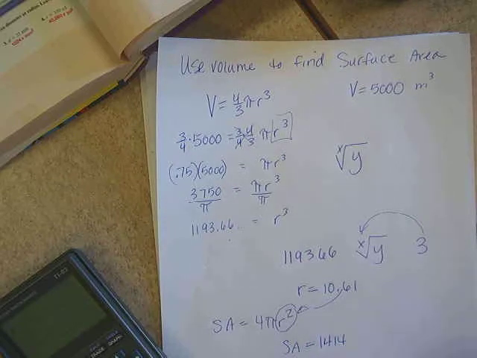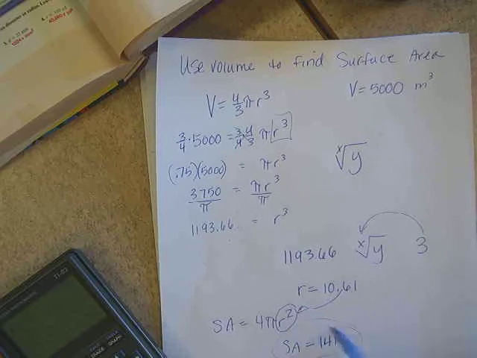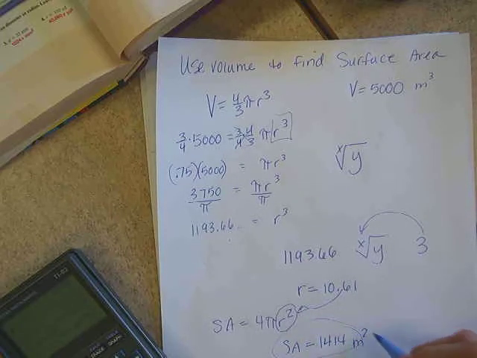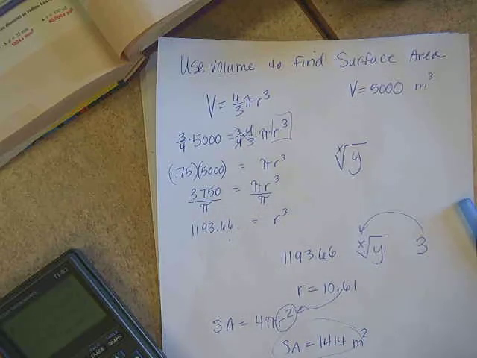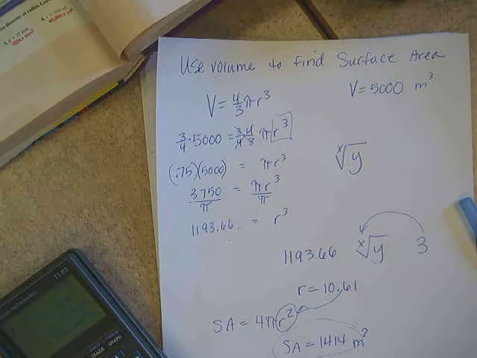What you should get once you get to this point is a surface area of 14.04792. But if it's to the nearest whole number, okay, so we'll leave it there. So that would be square meters. Okay.